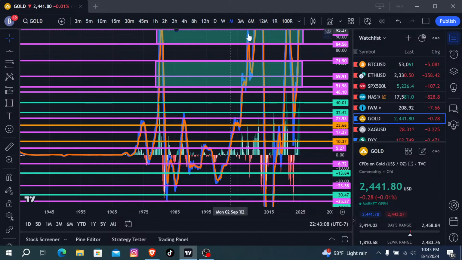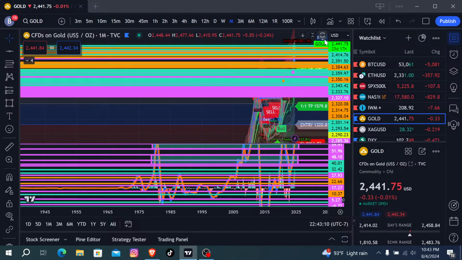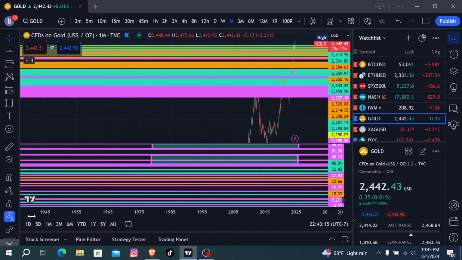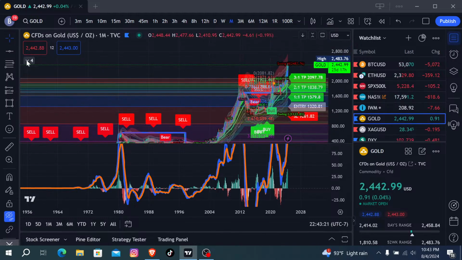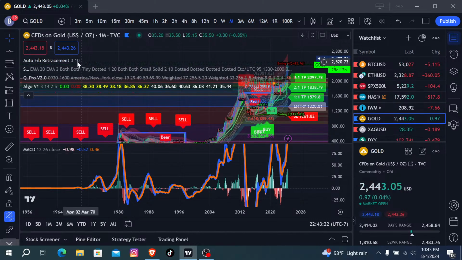It had three of them. Watch, let me put this down. Take away the indicators. Actually, no, not the indicators. Drawings. Take away the indicators.